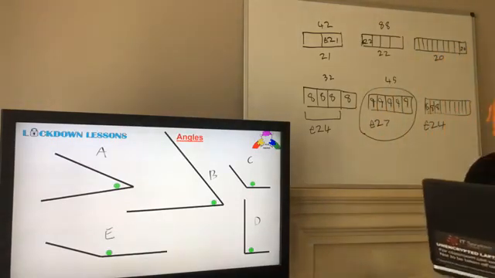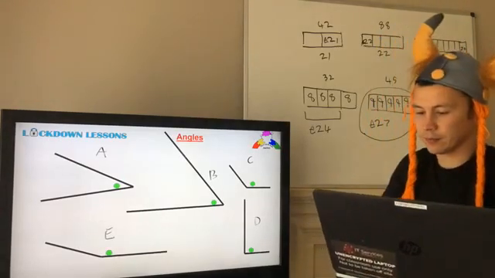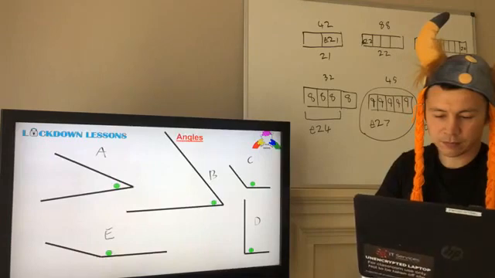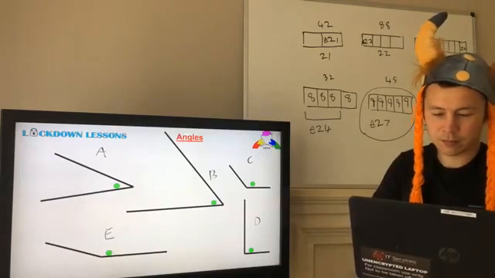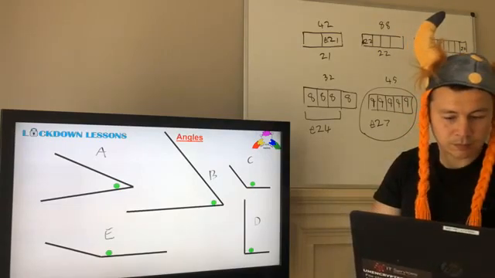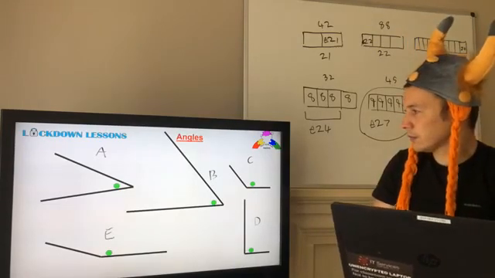Which is the smallest? Which is the biggest? E. Biggest.